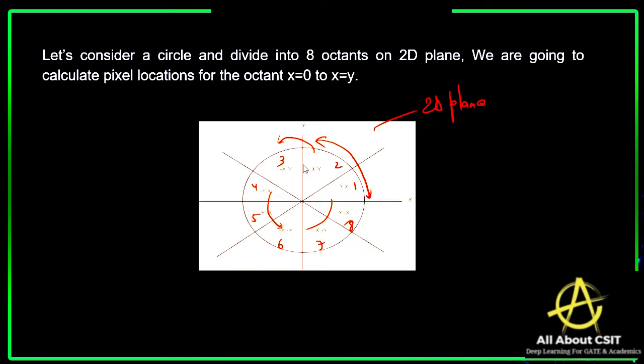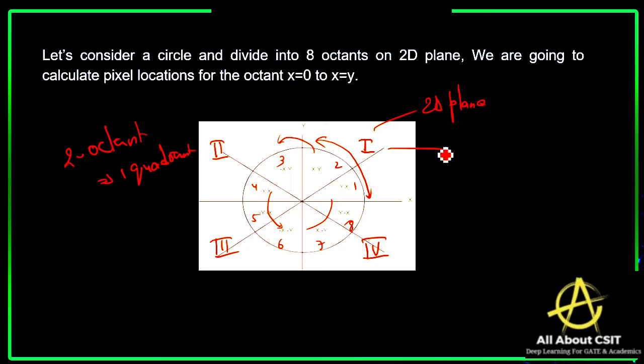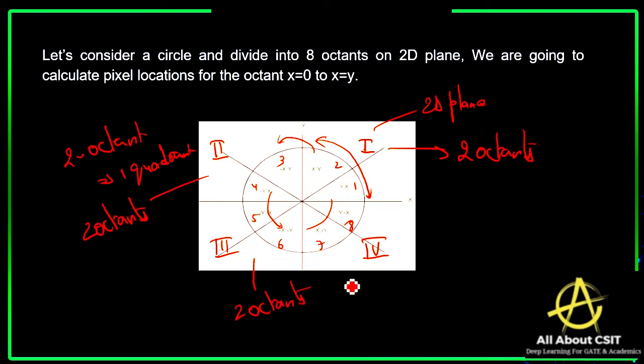So if you find one octant, or 2 octants, that is equal to 1 quadrant. 2 octants is equal to 1 quadrant. This is the 1st quadrant, this is the 2nd quadrant, this is the 3rd quadrant, and this is the 4th quadrant. Each quadrant requires 2 octants. So this quadrant requires 2 octants, and this is 2 octants, and this quadrant is 2 octants.